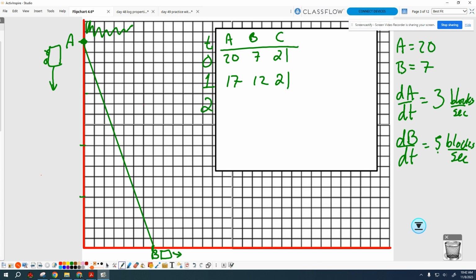2 seconds. In 2 seconds, where is A gonna be? 14. Where is B gonna be? 17. And you measured it already? What is it? 22. We got 22 up here. Did you guys get something different? You guys agree 22? I'd agree. Okay, so it is changing. Okay, do 2 more measurements.